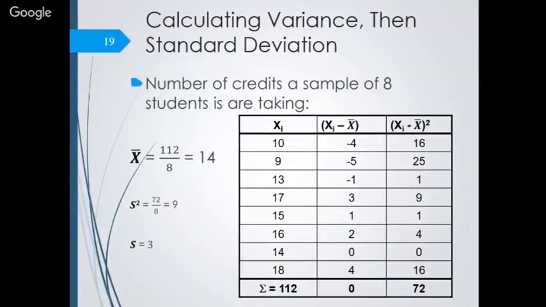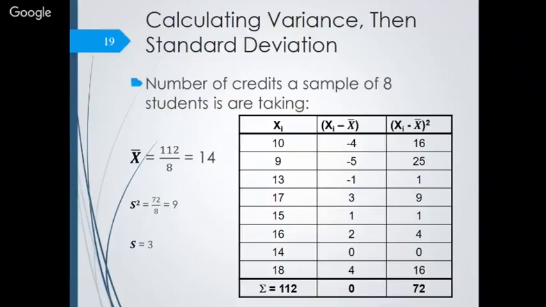The number of credits a sample of 8 students are taking. The example is here. Xi is the number of credits of the 8 students, that is 10, 9, 13, like that. The sum of the xi values is 112. 112 divided by 8, the total number of students, equals 14, our average or x bar value. So we subtract 14 from each individual observation: 10 minus 14 gives minus 4, 9 minus 14 gives minus 5, like that.